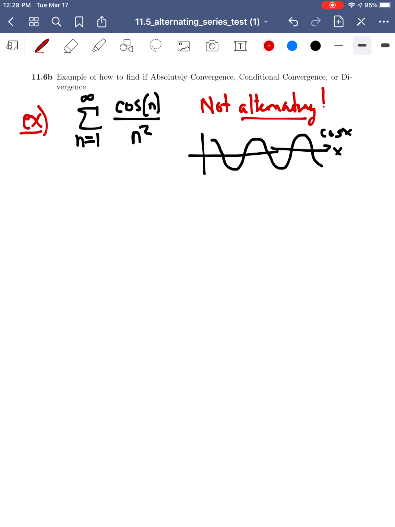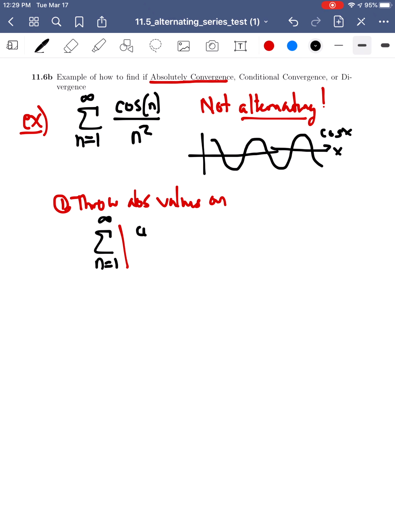So let's try to figure out if this series is absolutely convergent. For these types of problems, that is the first thing to do. So for absolute convergence, we throw absolute values on. So the series we consider now, from n equals 1 to infinity, is the absolute value of cosine of n all over n squared.